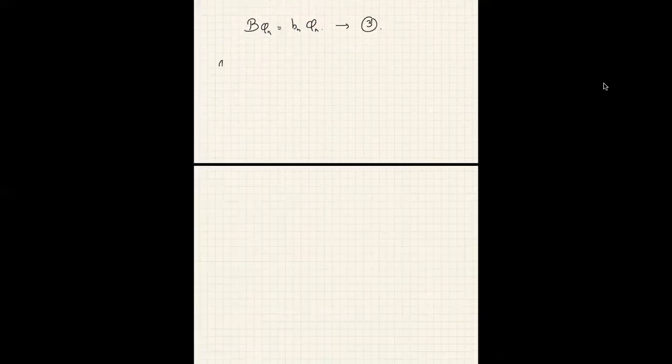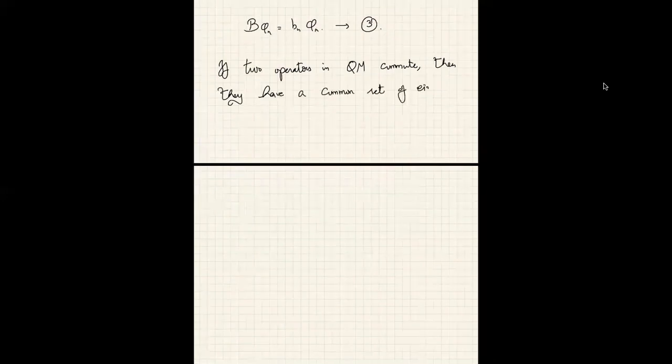So if two operators in quantum mechanics commute, then they have a common set of eigenfunctions or eigenvectors. The notion of two operators commuting or not commuting is a very important property in quantum mechanics. And this is the property upon which the statement of the uncertainty principle is based.